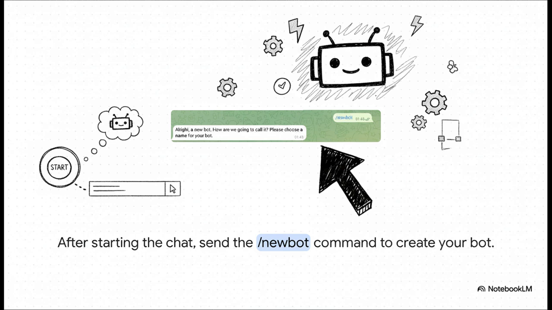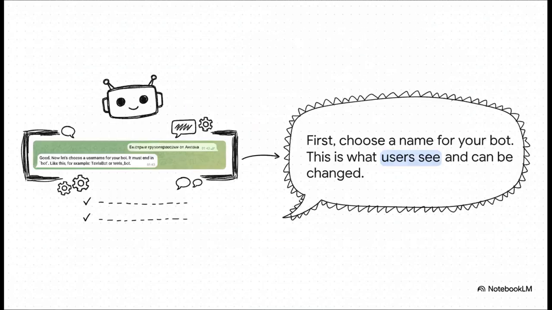After that, you just type a / and the word NewBot, all one word, and hit Send. This little command is what kicks off the whole creation process. And here comes the fun part. Botfather is going to ask you to pick a name for your bot.